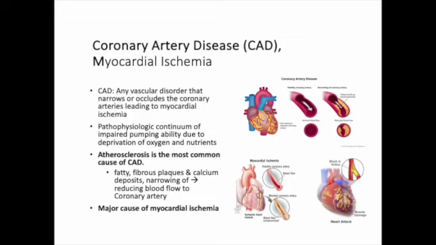Let's review atherosclerosis again. We know that it is the most common cause of CAD. As a reminder, this is when we have lipids turning into plaques. We have calcium deposits, which all will narrow the lumen of the artery, causing a reduction in blood flow, and can often cause obstruction, thrombus, or an embolus as well. So this is a major cause of myocardial ischemia.